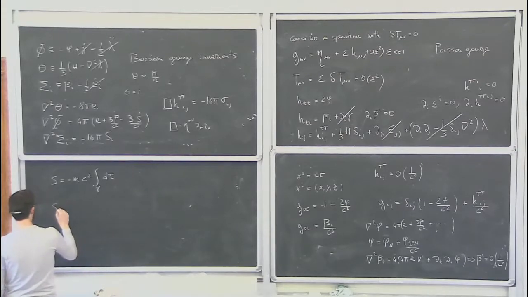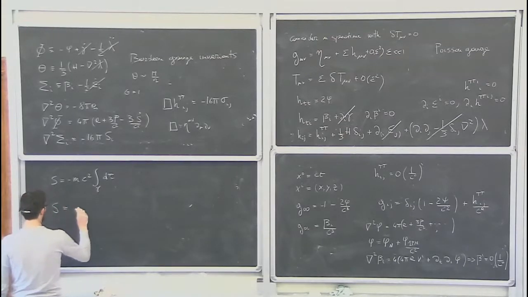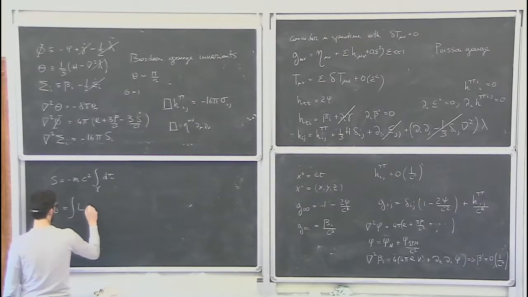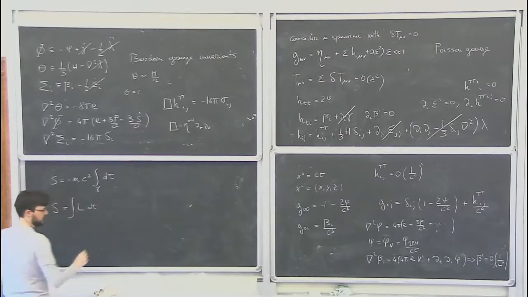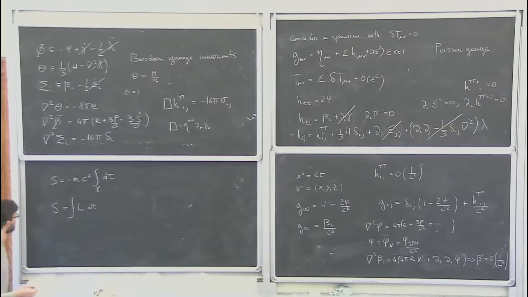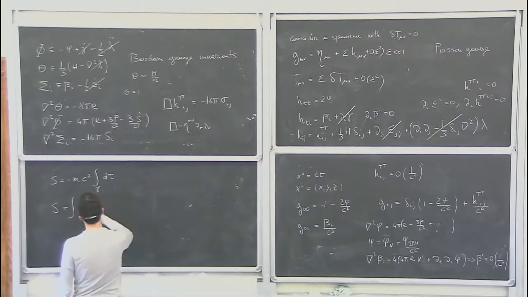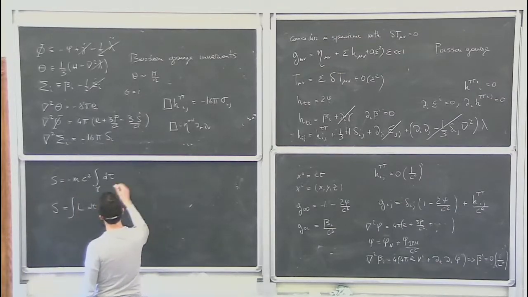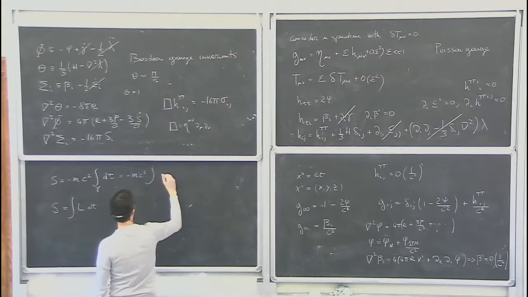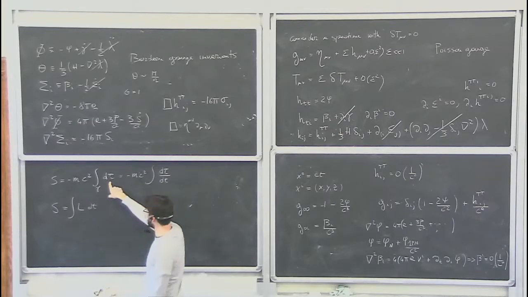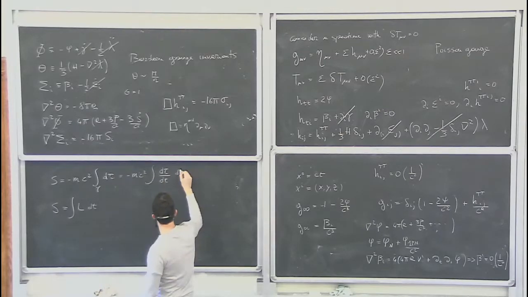Well, first of all, I remember that by definition, the action is the integral of the Lagrangian over time. This is from classical mechanics. So I want to re-express this action in terms of coordinate time to be able to read off the Lagrangian, minus m c squared, and then I want to change variable. So I write this by dt, d tau by dt. Tau is the proper time, times dt.